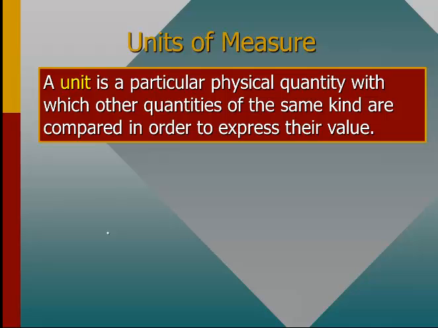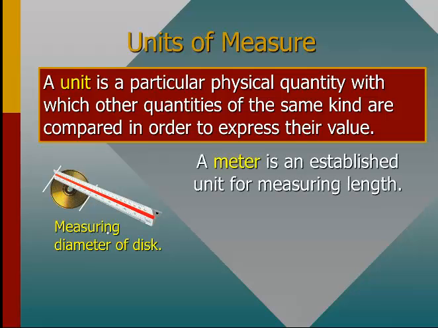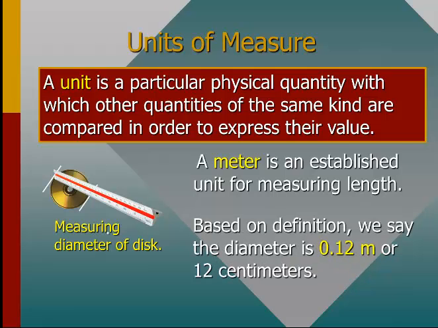For example, if I'm measuring the diameter of the CD, typically the established unit of length for measuring the length of an object is the meter. Now you could also use inches or feet. Those are other established measures, but in the metric system we use the meter. In this case, we would express the diameter of the CD as 12 centimeters or 0.12 meters.